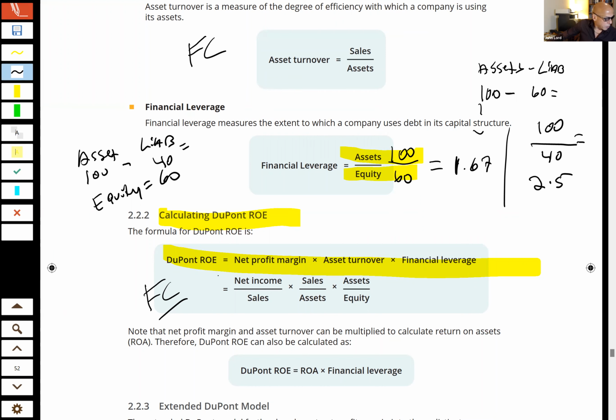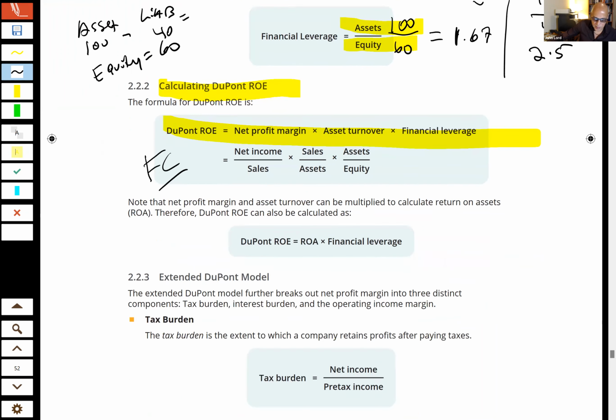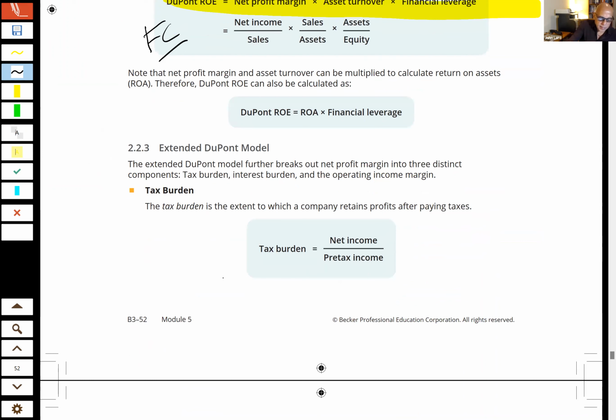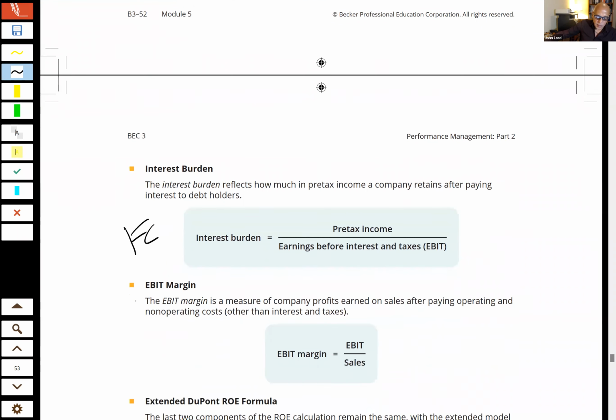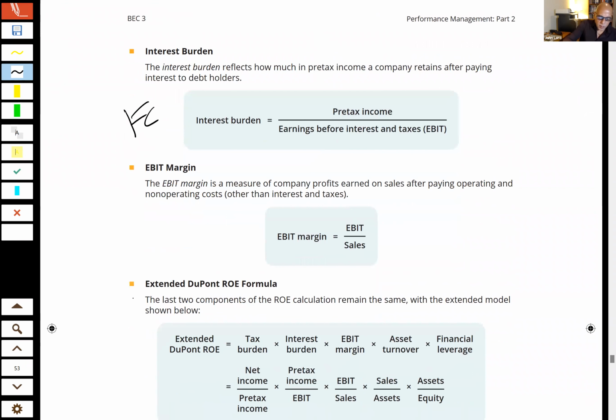Okay, good. Now, some more things that DuPont got into calculating: tax burden, which is pretty straightforward. Net income divided by my pre-tax income. It's showing me what my tax burden is. Just definition, guys, flashcarded. Interest burden is going to be pre-tax income divided by earnings before interest and taxes. Our EBIT margin is going to be the EBIT that we just calculated divided by the sales.